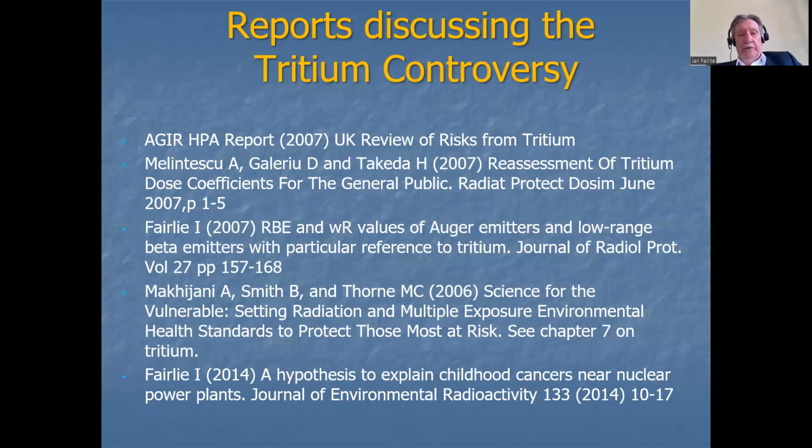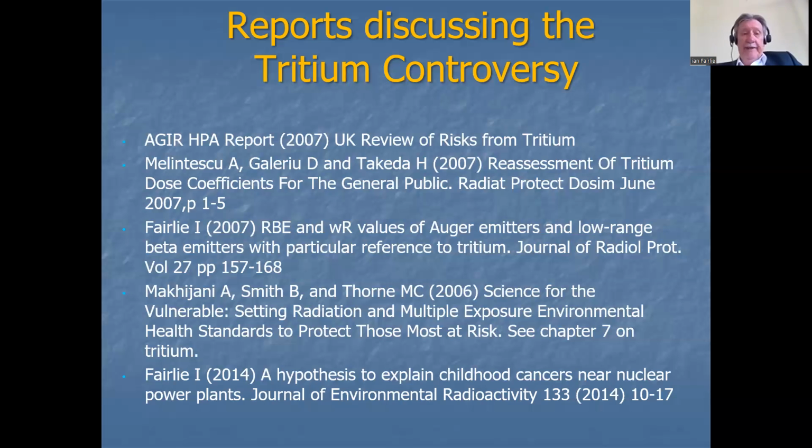But there are a number of other reports. Look at Melintescu, Galeriu, and Takeda. They're all from IAEA. There's my own report, which looks at the RBE and weighting factors for Auger emitters, which are kind of like tritium, and low-range beta emitters with particular reference to tritium. That's an 11-page report, which I wrote and was published by a journal which normally doesn't publish reports critical of radiation, but it did in this case.